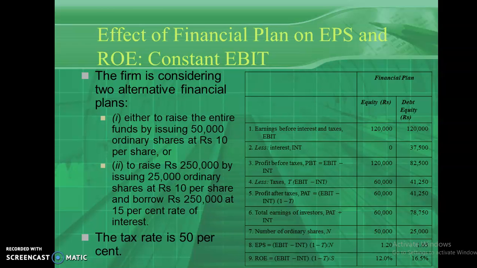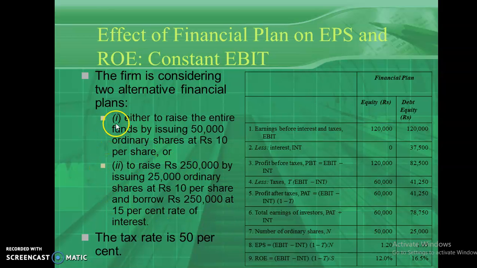The first financial plan is to collect the required funds by way of issuing 50,000 ordinary shares or equity shares at ₹10 per share. And the second financial plan: raise ₹2,50,000 by way of issuing 25,000 equity shares at ₹10 per share and borrow ₹2,50,000 at 15% rate of interest. So these are the two financial plans.